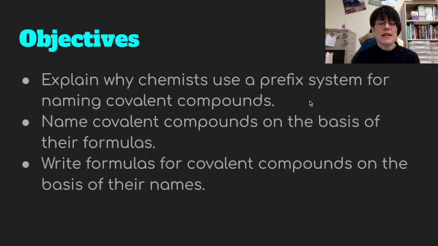So our objectives today were to explain why chemists use a prefix system for naming covalent compounds, to name covalent compounds on the basis of their formulas, and write formulas for covalent compounds on the basis of their names. So don't forget your 5 questions in your notes, and we will be doing some practice on writing these formulas and writing the names.